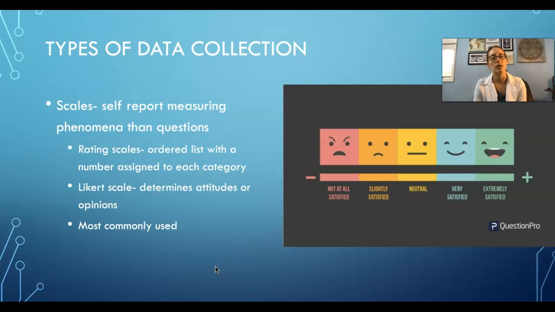We also have scales, which is a self-report measuring phenomenon that answers questions. So rating scales, of course, are an ordered list with a number assigned to each category. So we see that in our pain scale. And then, of course, we have Likert scales, and that determines attitudes or opinions. So this is an example of a Likert scale, somebody who's not at all satisfied towards somebody who's extremely satisfied. And Likert scales are one of the most commonly used types of data collection around.